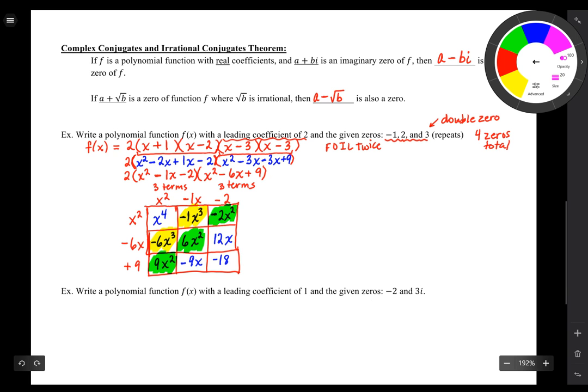Let's see, what's a decent looking color? Hopefully that's not too bright. There we go. And then anything I haven't colored in is not alike. So now we can get this a little nicer looking.